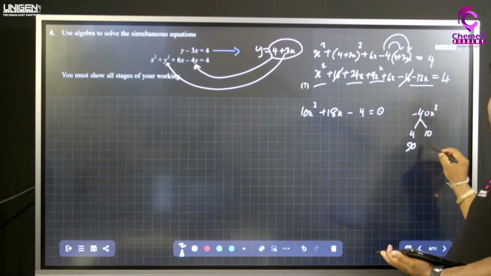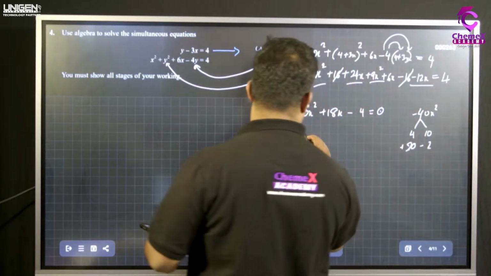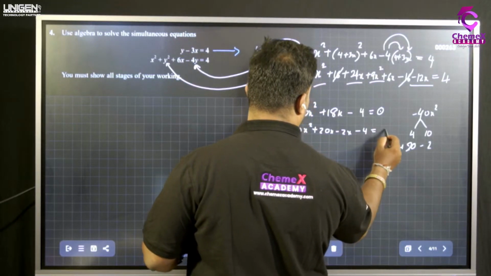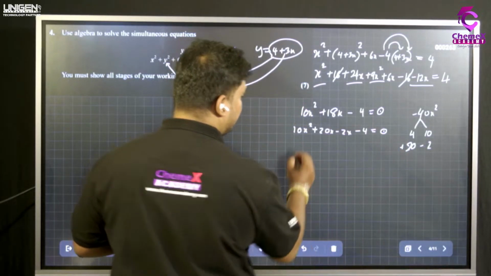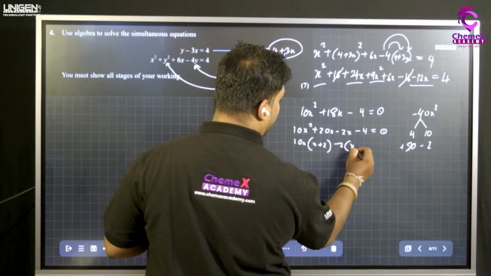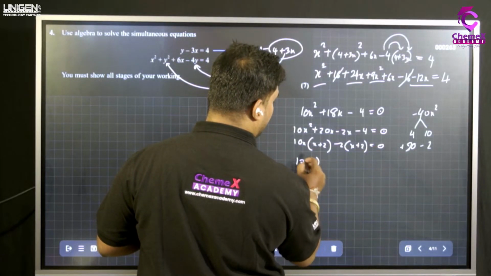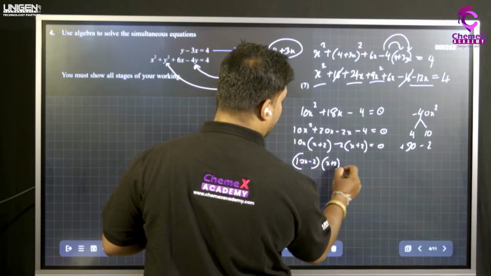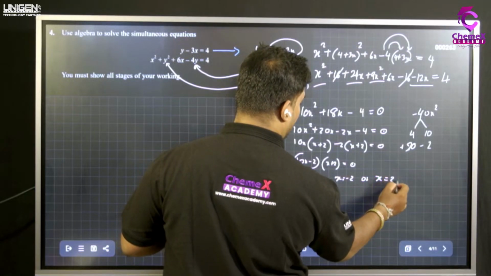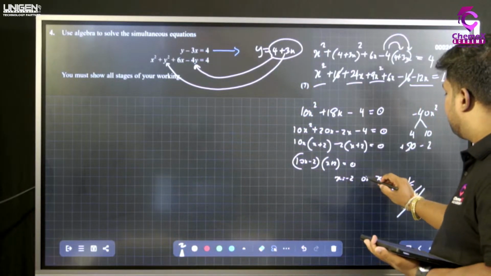20 times 2. So then 10x squared, I'm doing it manually without using the calculator. 20x minus 2x minus 4 equals 0. Then you can take 10 out, x plus 2, minus 2 out, x plus 2 equals 0. So (10x minus 2)(x plus 2), x equals minus 2, or x equals 2 over 10, which is 1 over 5. So these are the two answers you get.